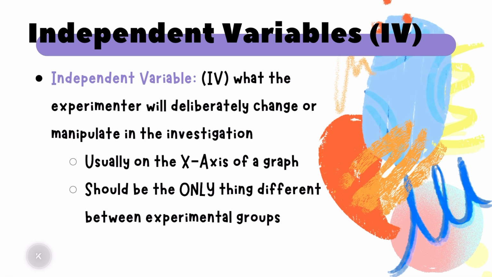The independent variable is what an experimenter will be deliberately changing or manipulating in the investigation. On a graph, this typically is on the x-axis, and it should be the only thing that is different between the experimental groups. So this is what I am changing to cause something else to change. So for example, if I am trying to get my dogs to weigh less and I'm going to test different brands to see if different brands will cause my dogs to lose weight, I am changing the brand of food that I am giving them. So the independent variable would be the brand of food.